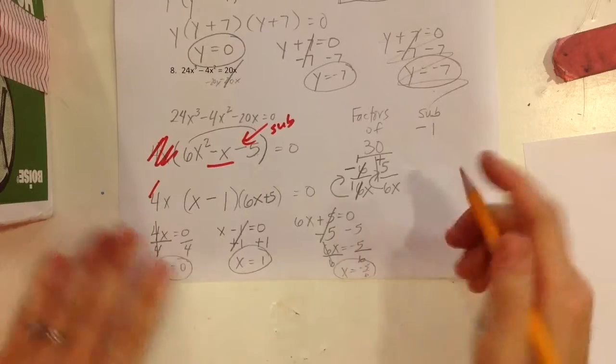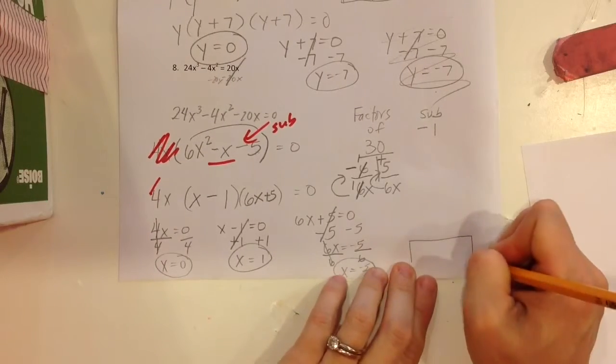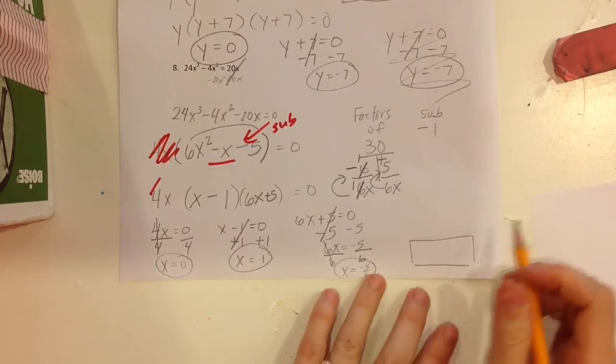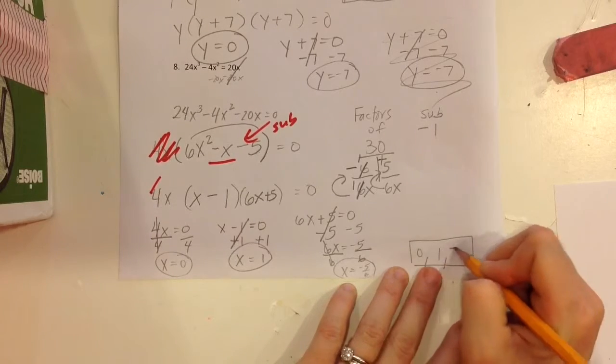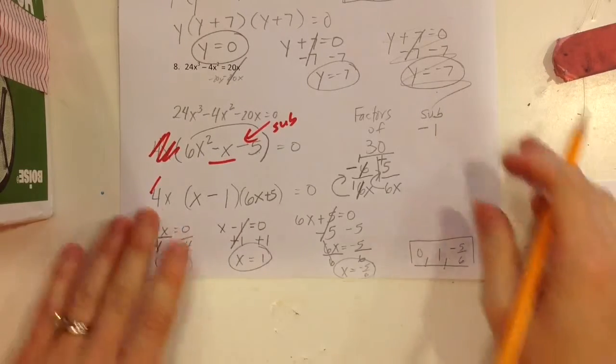Okay, so these are your 3 answers, and this is the first time we've had 3 answers. So when we put our 3 answers, it'll be 0, 1, negative 5/6.